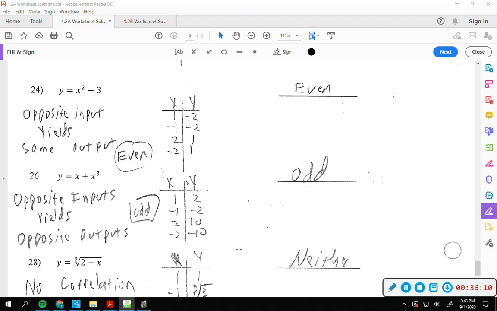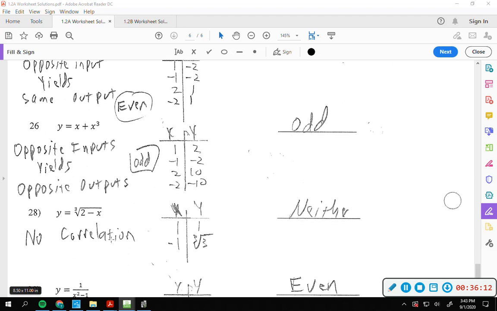What about this one? First of all, I can plug 2 in and get out 0. Okay? If I plug -2 in, I get the cube root of 4. I checked it with 1 and -1. If I plug in 1, I get out the cube root of 1 is 1. If I plug in -1, 2 minus -1 is +3. But the cube root of 3, there's no correlation. Neither.